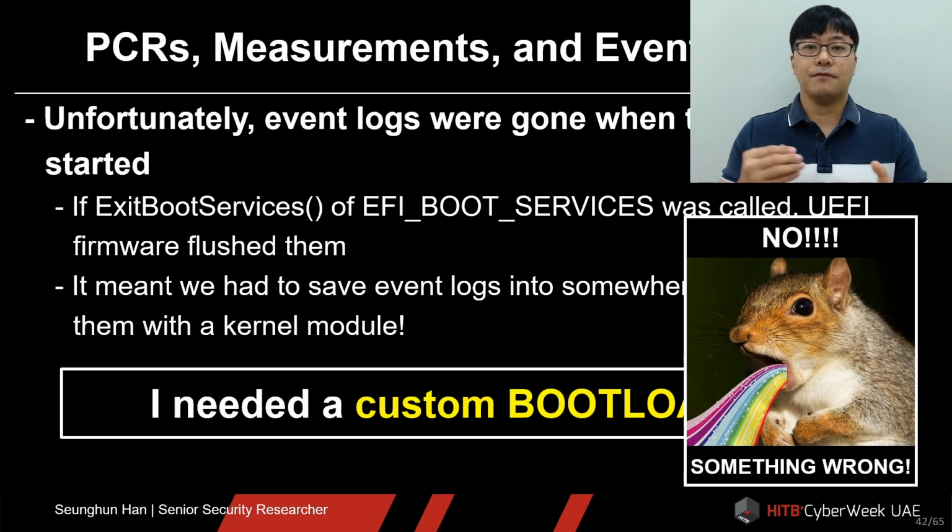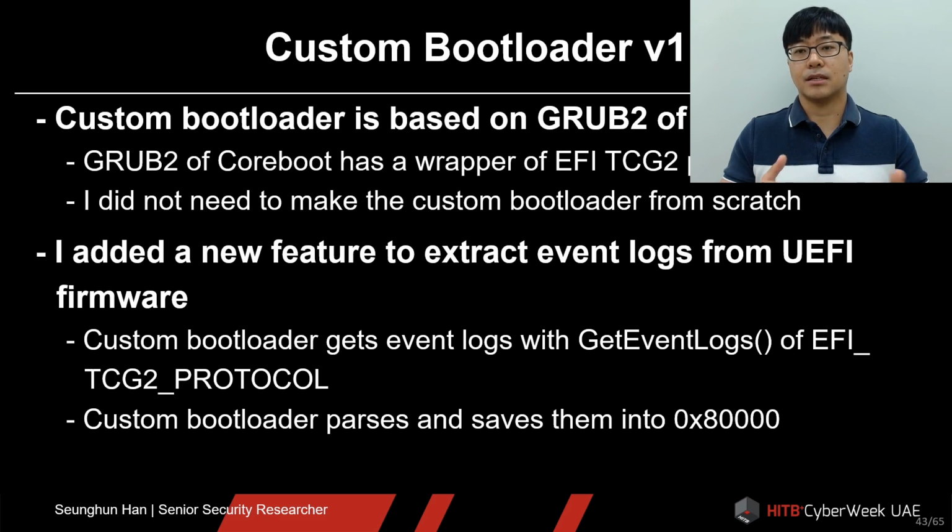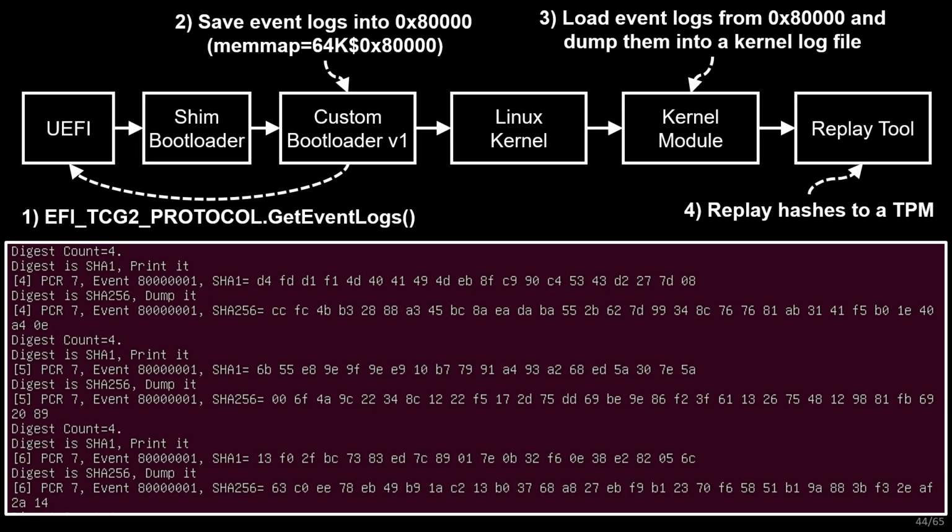Frankly speaking, I felt something wrong again at that time, and I should have given up and removed the Linux operating system from my machine. I regret that now. Anyway, I made a custom bootloader version 1. It is based on GRUB 2 of coreboot because it has a wrapper of the EFI TCG protocol. So I didn't need to make the custom bootloader from scratch. For event logs, I added a new feature that got event logs and saved them. Finally, I got the event logs.